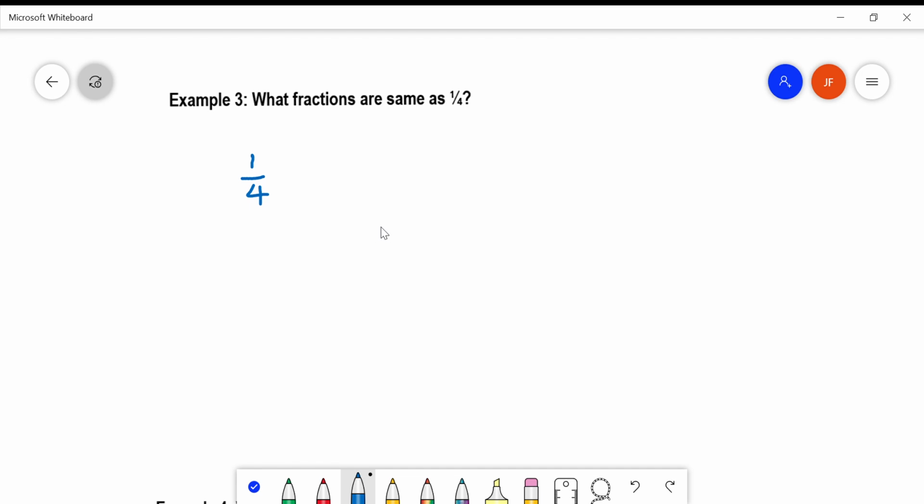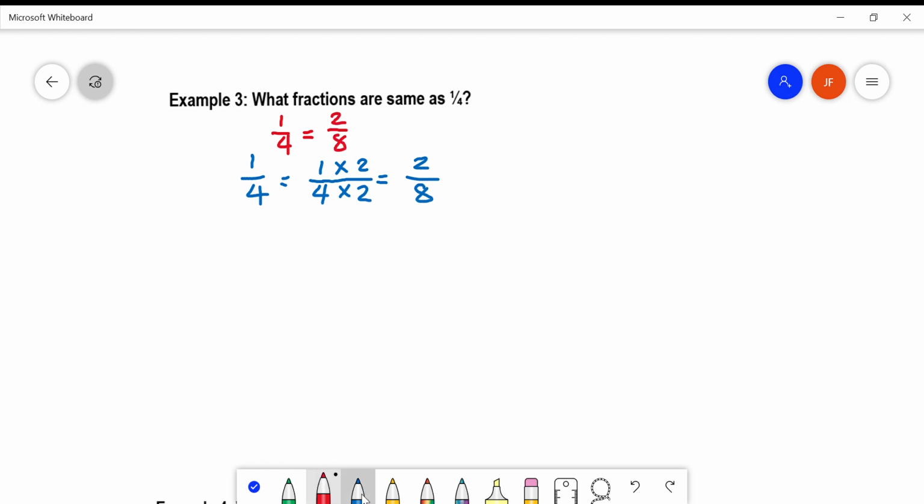What we are going to do is, by starting here at 1/4, we can multiply the numerator and the denominator by the same number. Okay, so 1/4, both the numerator and denominator multiplied by the same number, let's say 2. So that entails 1 times 2 is 2, 2 times 4 is 8. So 1/4 is equal to 2/8.